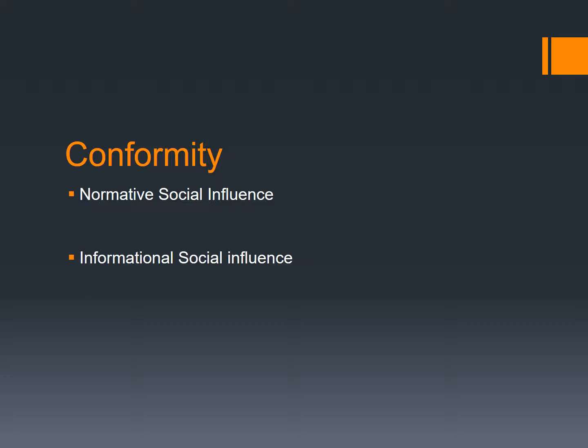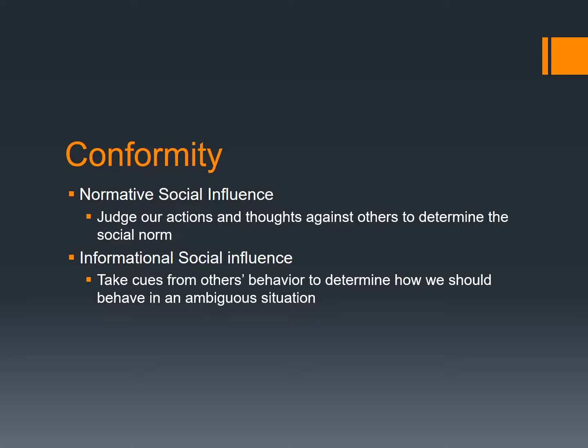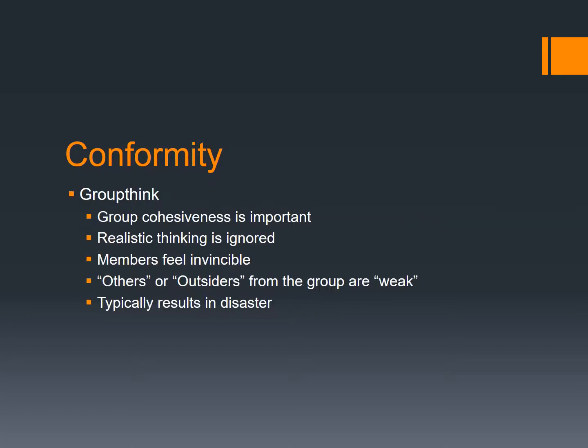Remember that conformity occurs through two influences: normative social influence, where we judge our own actions and thoughts, and informational social influence, where we judge others' actions or thoughts, both of which are used to determine what the social norm is and how we should be acting or thinking.